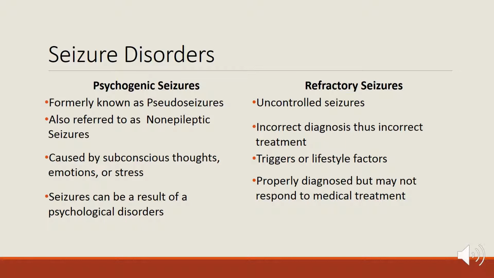Psychogenic seizures, formerly known as pseudoseizures, are also referred to as non-epileptic seizures. These are caused by subconscious thoughts, emotions, or stress. These seizures are non-epileptic, but they are psychological. They do not have any abnormal brain activity or electrical activity, but these seizures can be a result of a psychological disorder. And then we have refractory seizures.